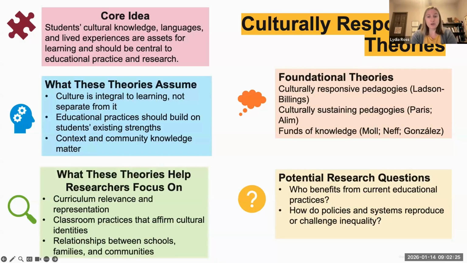And they really emphasize the importance of context and community knowledge and how that might show up in different educational spaces. Culturally responsive theories help researchers focus on curriculum relevance and representation, classroom practices that might affirm student identities or different cultures, and the relationships that happen between schools and families and communities. So, if you were to adopt culturally responsive theories, you might ask questions such as who benefits from particular educational practices, and how do policies and systems affect and work with students across different cultures.